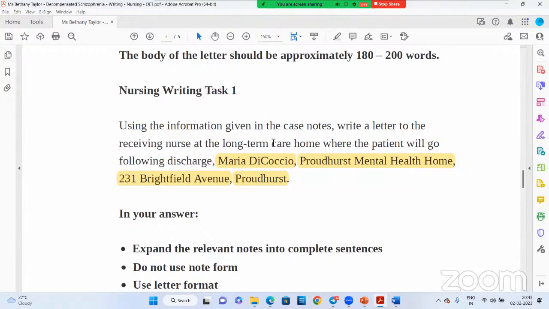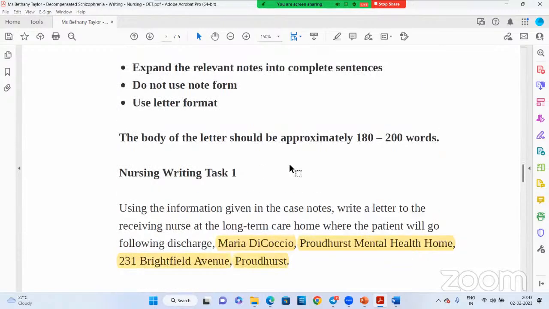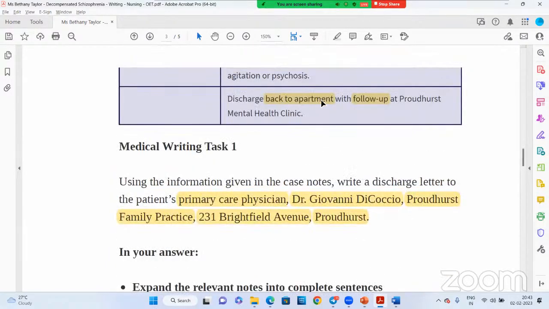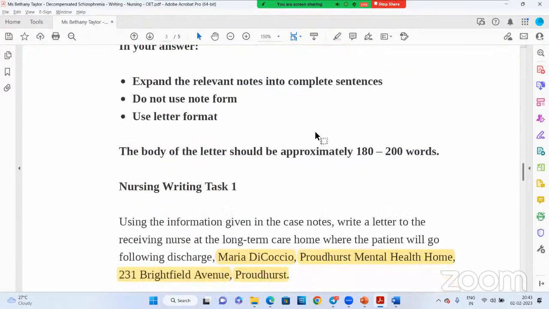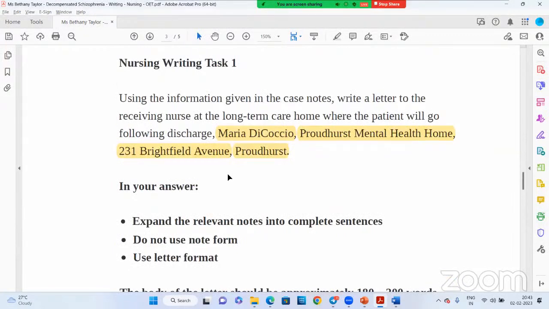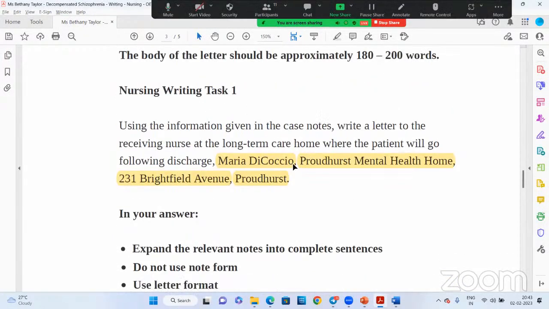Long-term care home. She is going to the long-term care home here. She is going to the long-term care home. Actually, this is a little bit confused letter. Okay, discharge back to apartment he is telling, and here again, see, because they wanted to mix up both the letters, nursing and doctors, so that's why they have given.